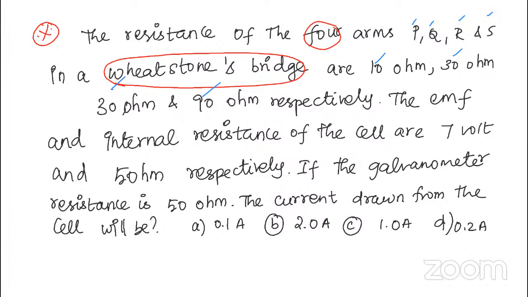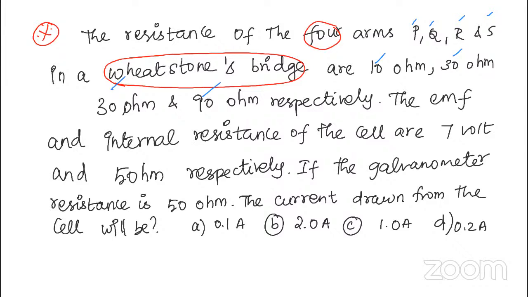Okay, so from the center they are given the galvanometer resistance value, that is 50 ohm. Then calculate the current drawn from the cell. So first what we have to do, we have to check whether the circuit is in a balanced condition or not. If it is in a balanced condition, there is no problem.